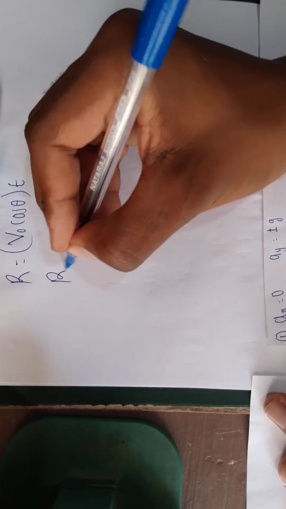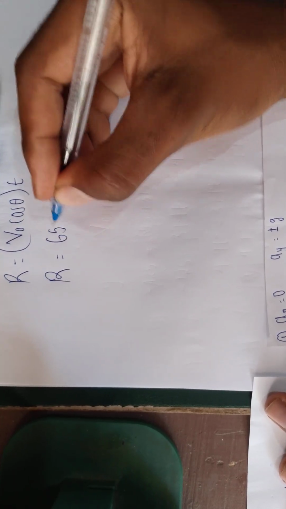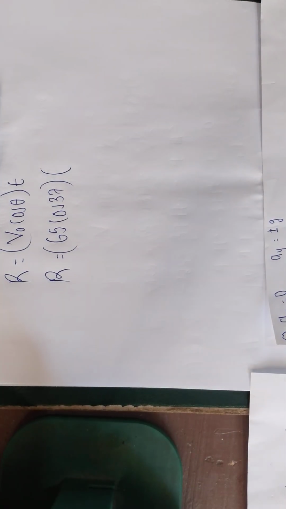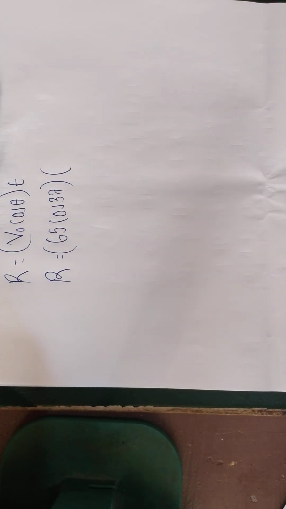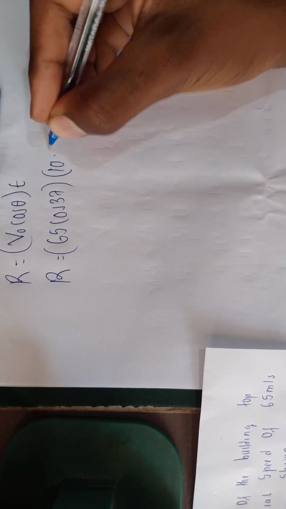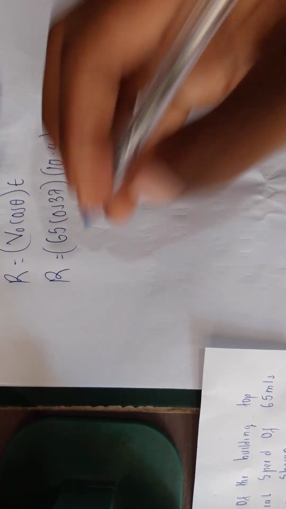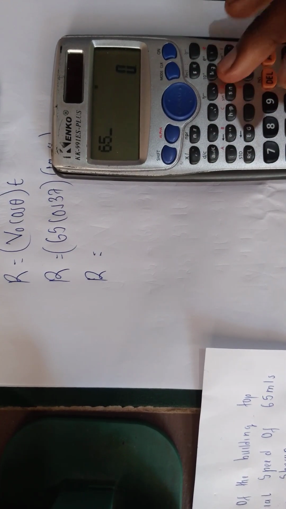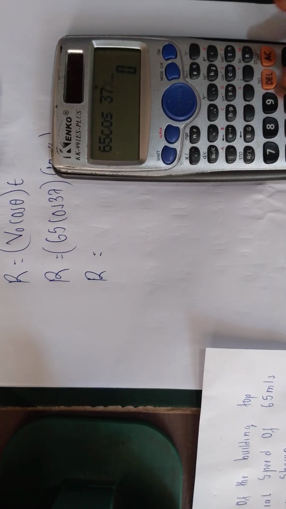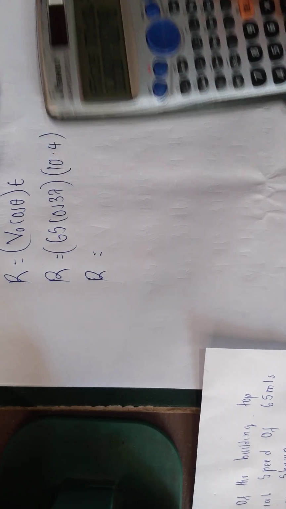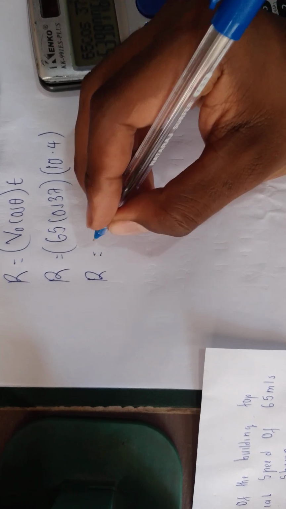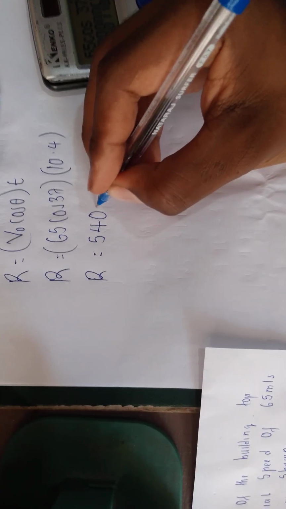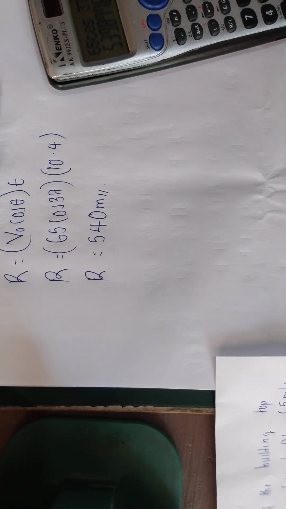So you say your range is going to be, the initial velocity was 65 cos 37 multiplied by the time of flight. The time of flight is what we determined, your 10.4. So you can now say your range is going to be equals to 65 cos 37 multiplied by 10.4. So you're going to get 540. You can just get 540 meters.